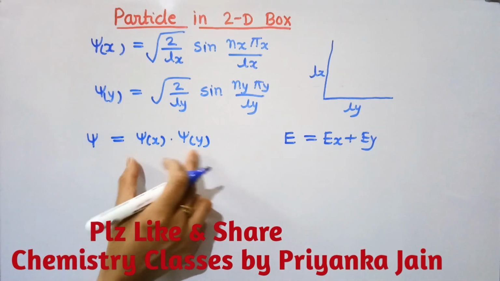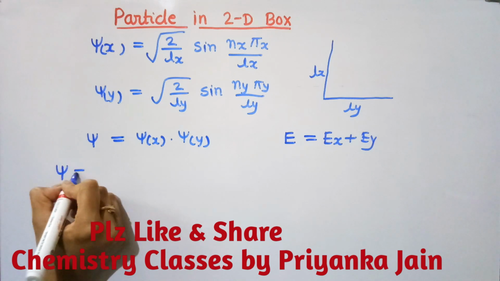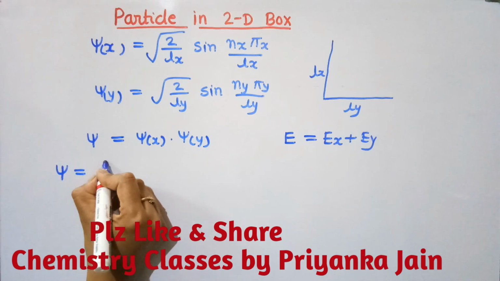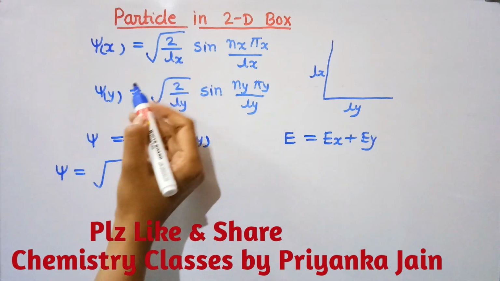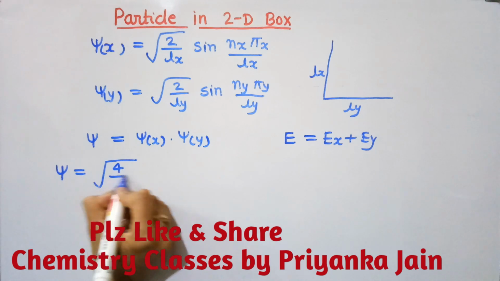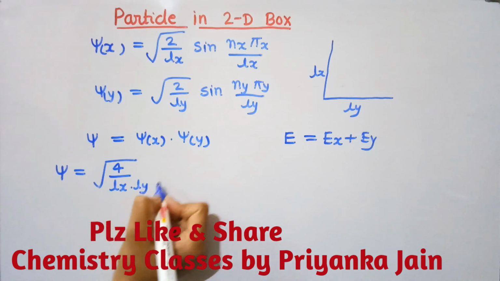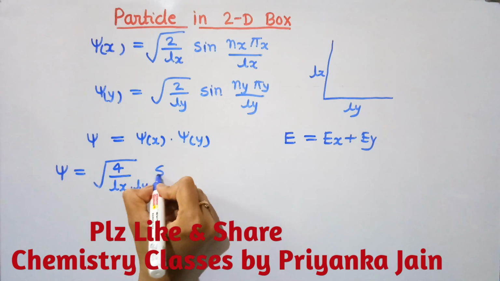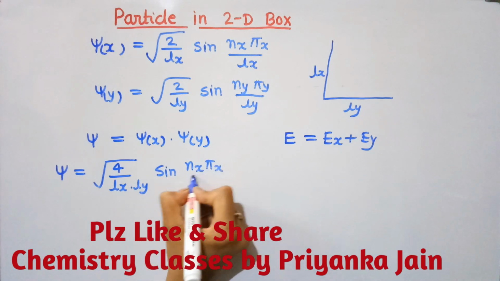So for this we have to multiply the two functions. So the total value of psi for the 2D case will be equal to the multiplication of these two. Multiply it in, so it will be 2 into 2. It means 4 upon Lx Ly, right? And then sin nx pi x upon Lx.